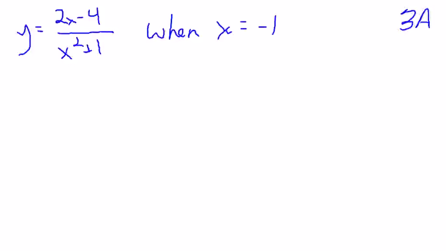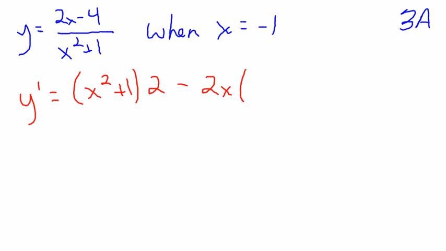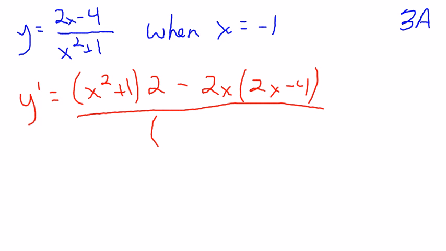So when I derive that, I get y prime equals, so I do low d high. Low is x squared plus 1. Derivative of the top is 2, minus high d low. So I'll do the derivative of the bottom. That is 2x. That's the d low. And the high is 2x minus 4. And then I put it all over low squared. So all over x squared plus 1.